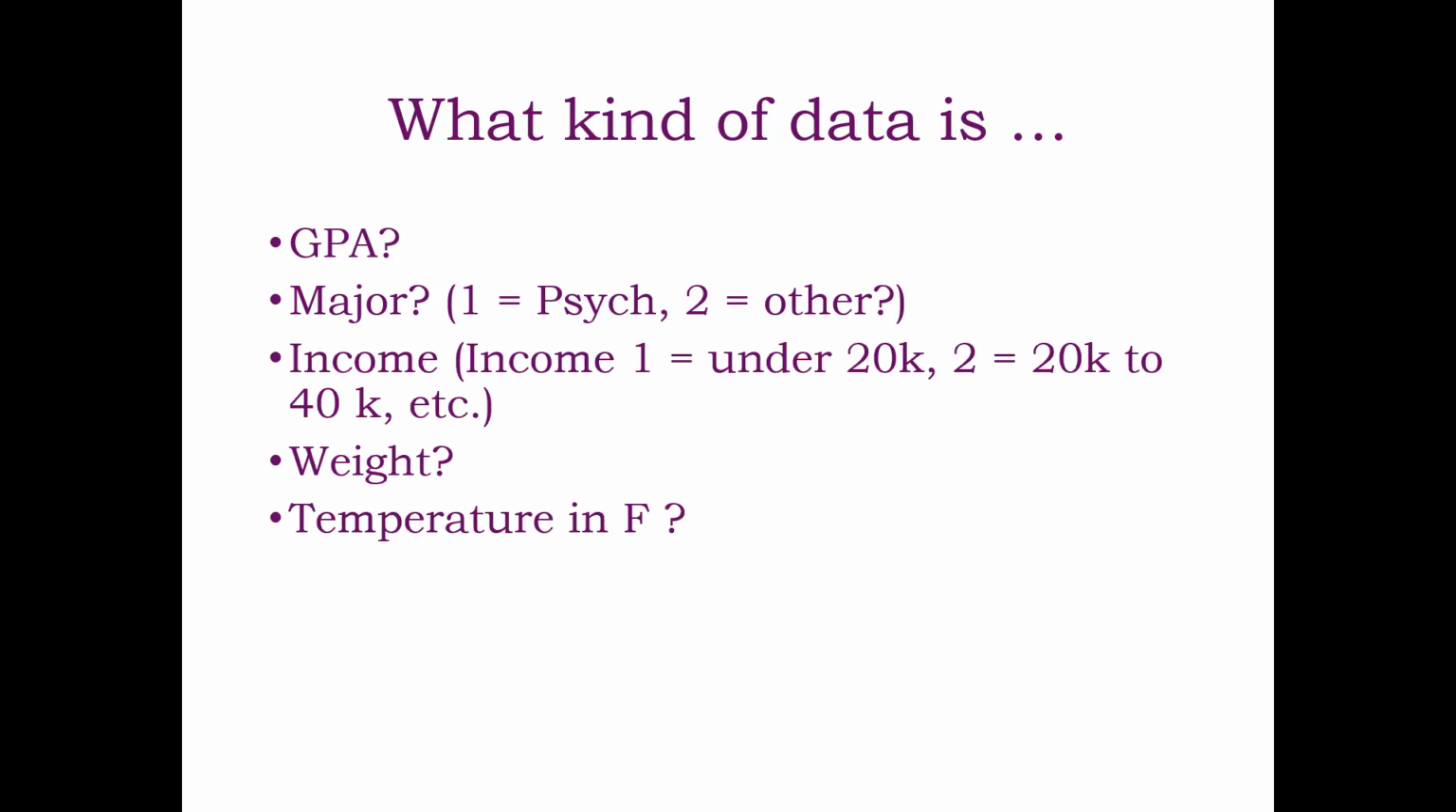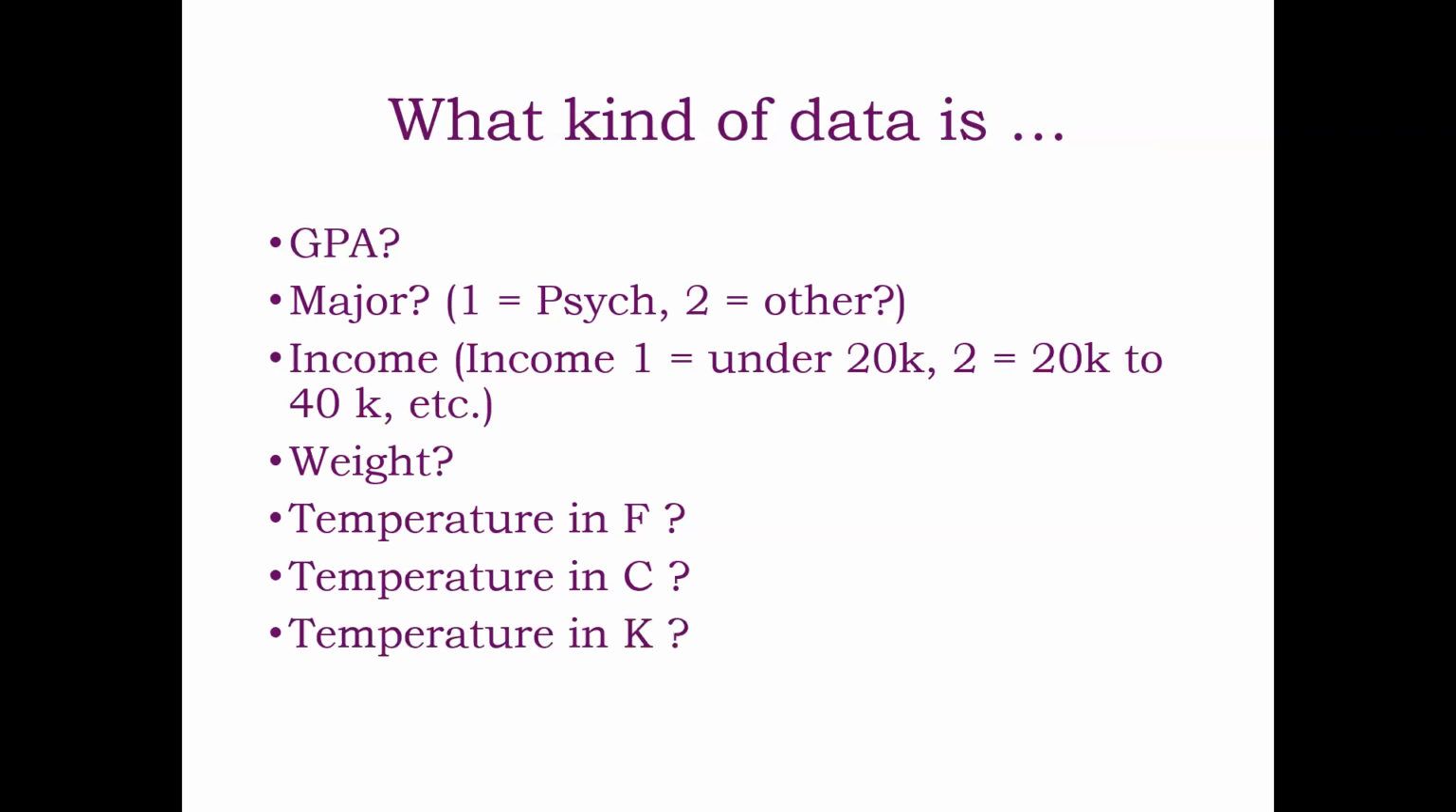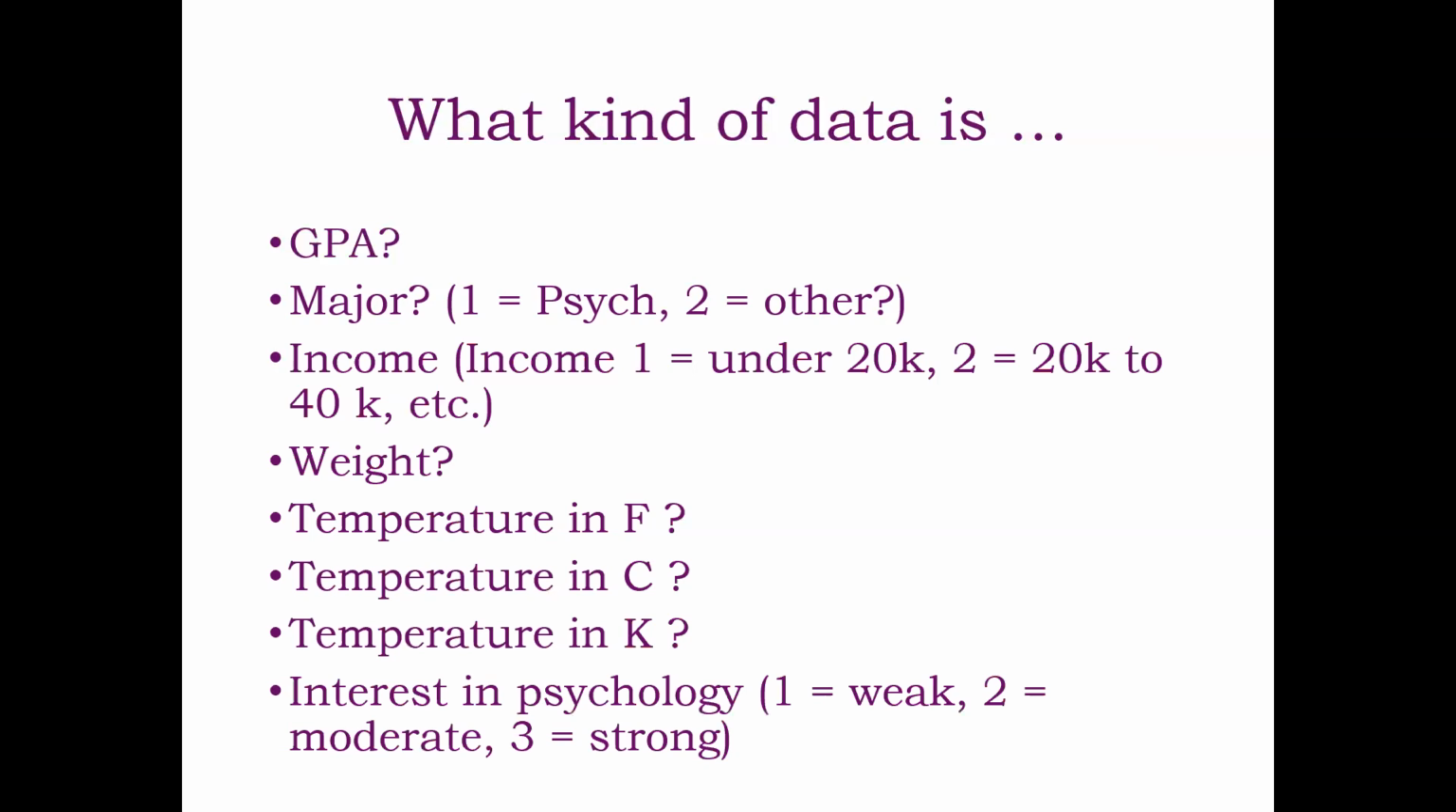Ratio, temperature in Fahrenheit, we can have negative numbers, so it's going to be interval. Temperature in Celsius or centigrade, we can have negative numbers, so it's also an interval. Temperature in Kelvin, well, 0 is absolute 0. You cannot have anything colder than 0 Kelvin, so this is ratio.